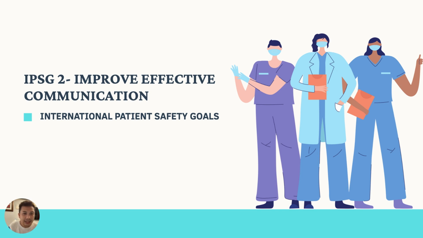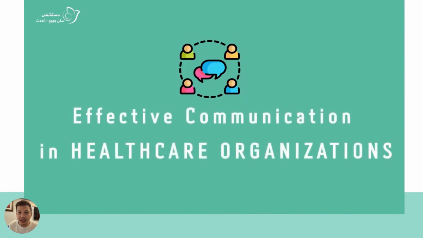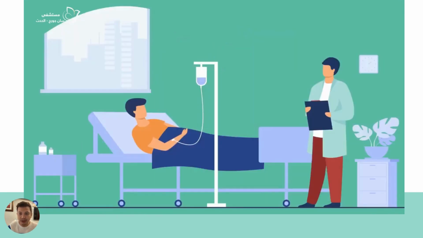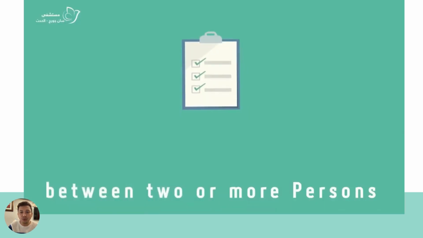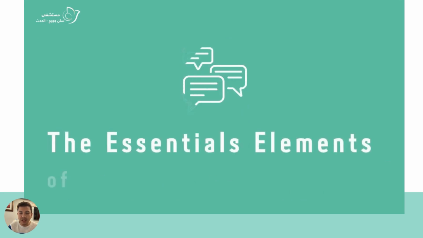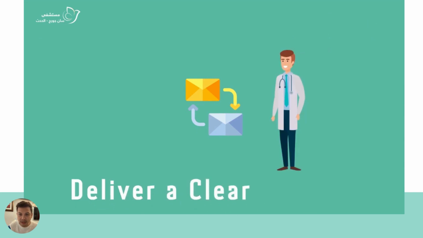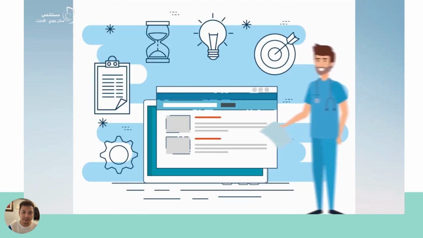Next is improve effective communication. So failures in communication are one of the most common root causes of patient safety incidents. So, effective communication in healthcare organization. Effective communication is an essential element for providing safe patient care that occurs when a message is exchanged between two or more people. The essential elements of effective communication: the sender must deliver a clear message and the receiver must actively participate in understanding the message.